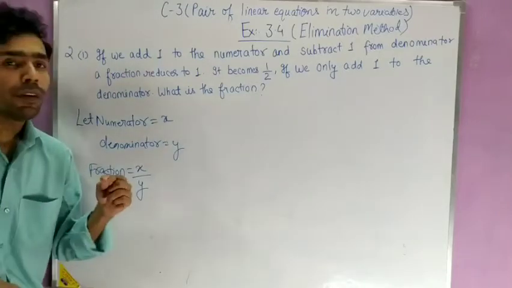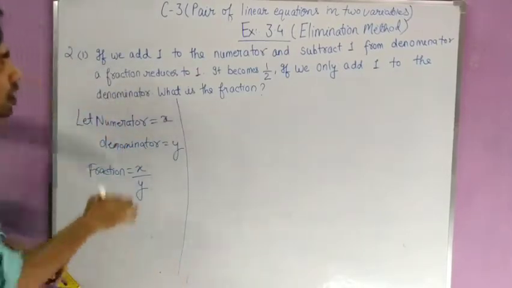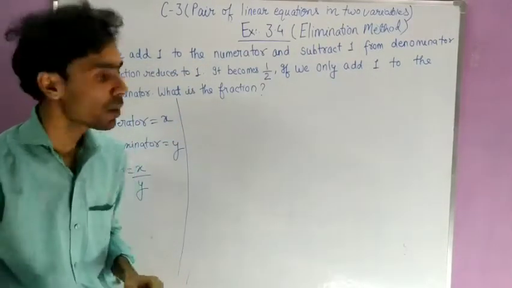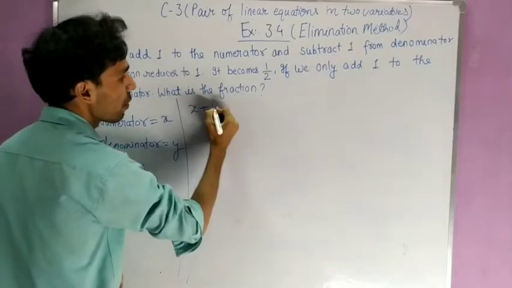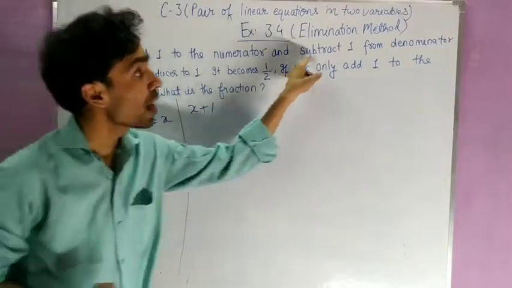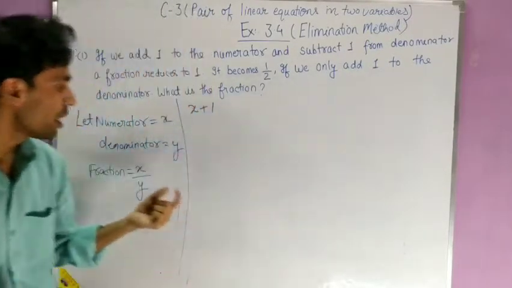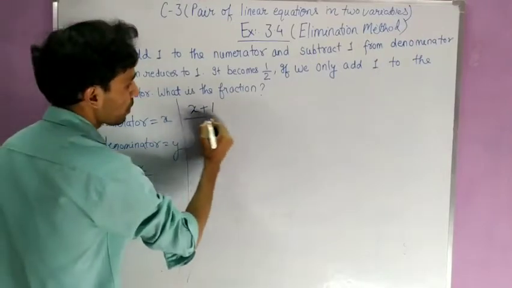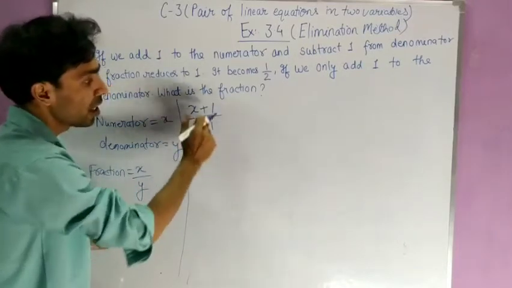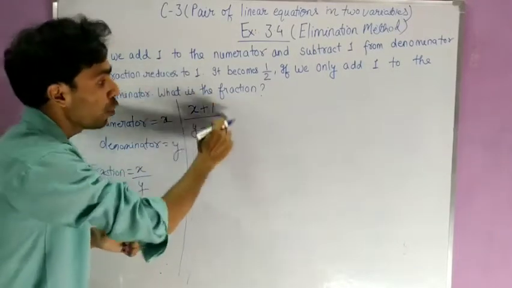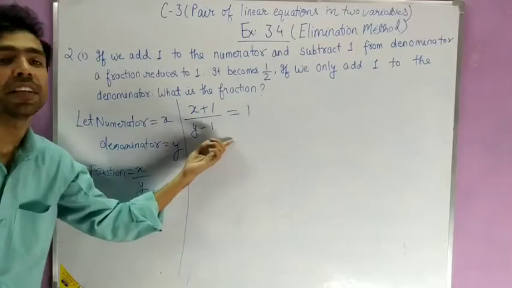Now we will form an equation with the help of the statement. So what is the statement? If we add 1 to the numerator, so numerator was x. When you add 1 to the numerator, it will become x plus 1, and subtract 1 from the denominator. It means we have to subtract 1 from the denominator, and the denominator was y. So I can write y minus 1. It is a fraction, and when we do this, the value of this fraction becomes how much? 1. It is the condition given in the question.